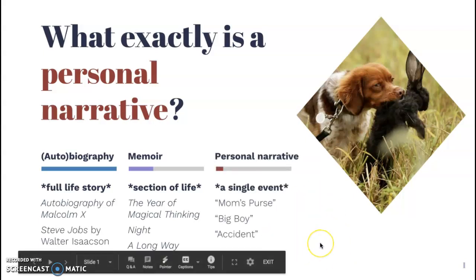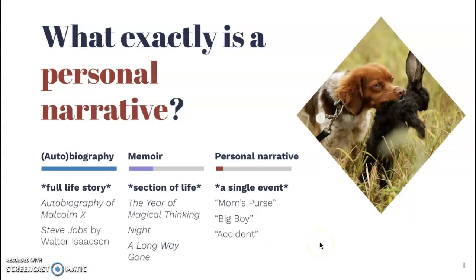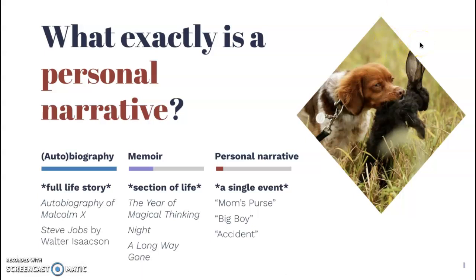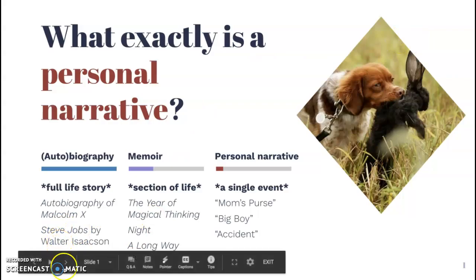The last one, the one that you guys are going to be doing, is a personal narrative. So a personal narrative is a single event from your life. So it's just one important event that happened in your life. So for example, I've had people write about a time they got lost in a cornfield, or how they learned to ride a bike, or when they moved, or when their parents got divorced. You're thinking of one event from your life, not a whole big series of events.